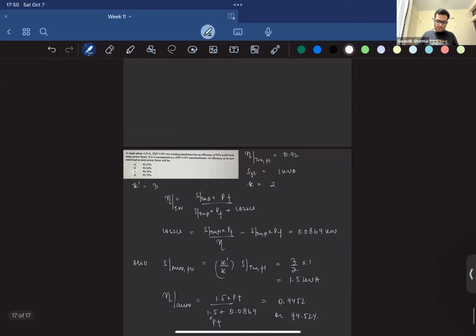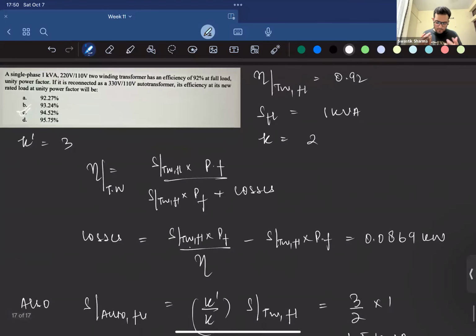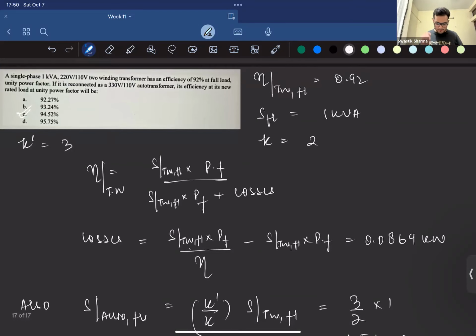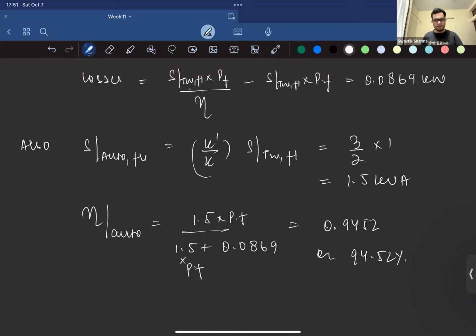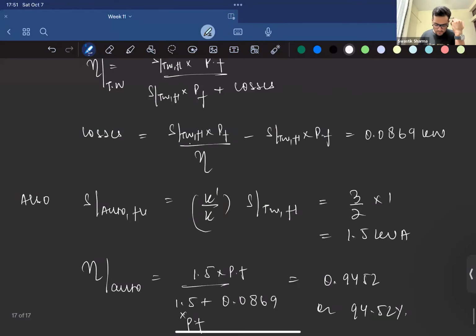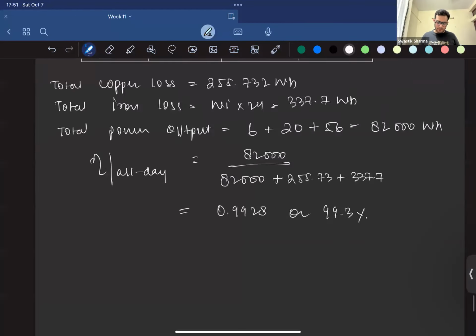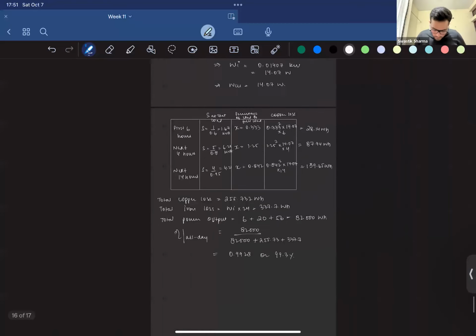So to solve this question, first, whatever's written there, try to gauge what you can get from that, right? Since efficiency was given, I just simply wrote the formula for efficiency. I got that I need to figure out what the losses are going to be. From that, I knew if I got the losses, I know the power for the auto transformer, and I can get the efficiency for the auto transformer too at the same load. So that's how you solve this question.